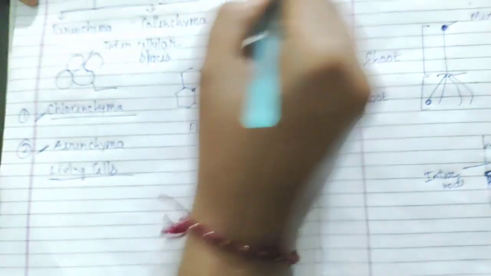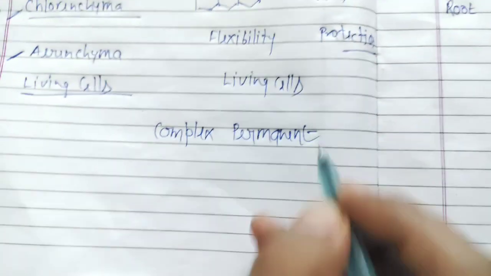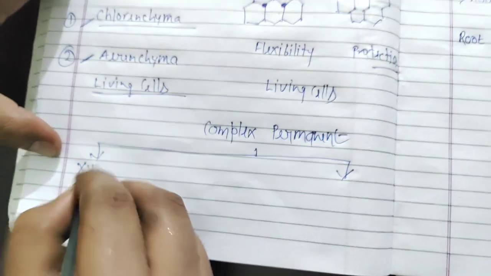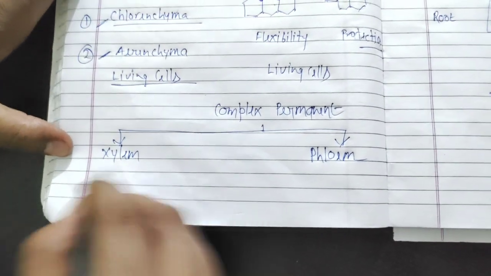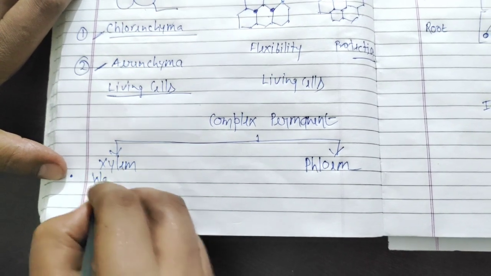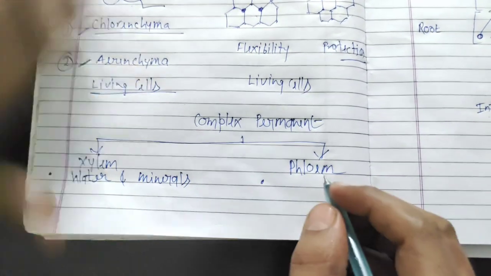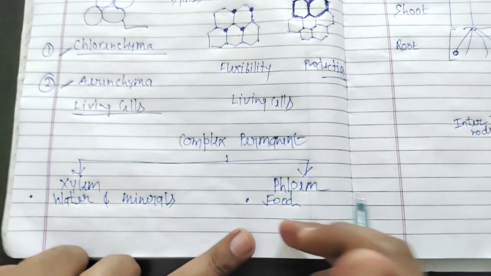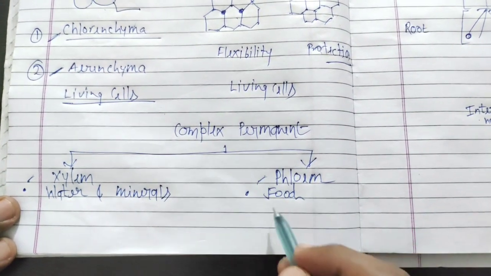Okay, now coming to the second type of permanent tissues. That is what? Complex permanent tissues. Complex permanent means it is made up of more than one type of cell. The examples of complex permanent are xylem and phloem. You already know xylem is involved in transportation of water and minerals, and phloem is involved in the transportation of food. Food is basically glucose, though there can be other organic food, but basically it is glucose. So minerals and water will be transported through xylem, and phloem will transport food.